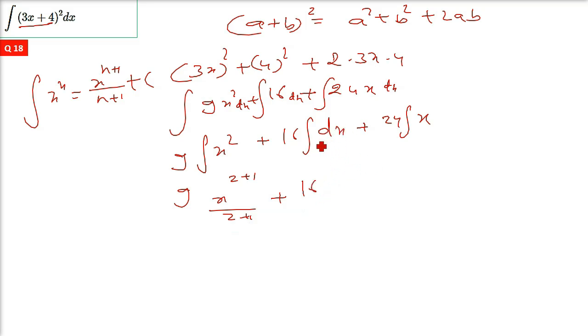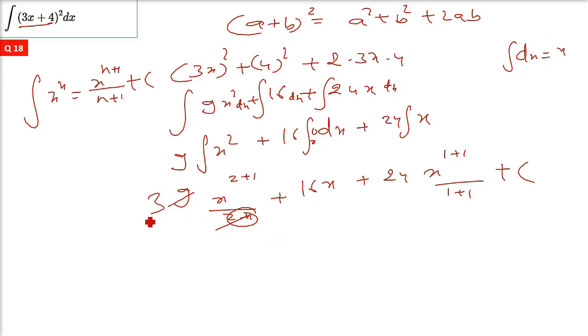X square is x cube by 3, 16. This is your x raised 0. So x raised 0 plus 1 by 0 plus 1, which is x only. So by now you have learned that integration of dx is x. 24 x square by 2, 1 plus 1 by 1 plus 1. So x raised n plus 1 by n plus 1 which we are using. So this 3 3s are 9, so it will be 3.